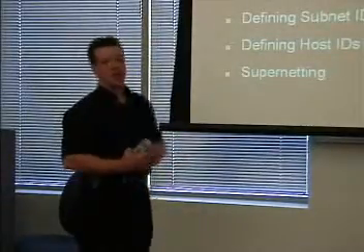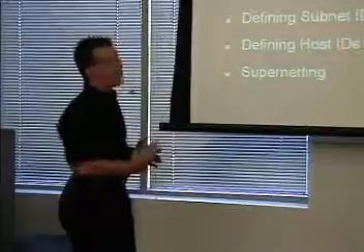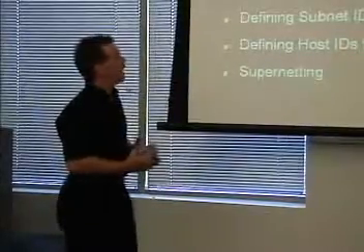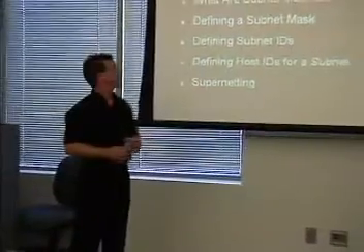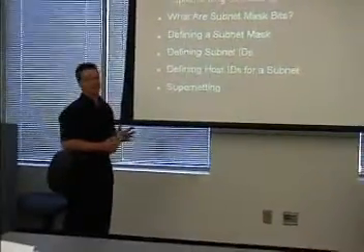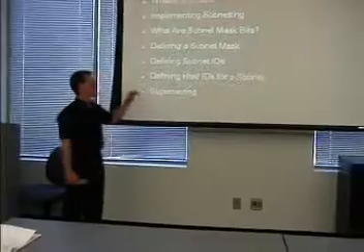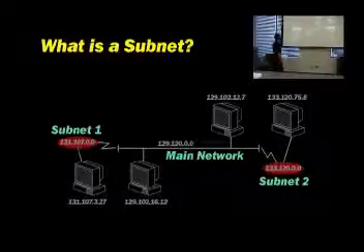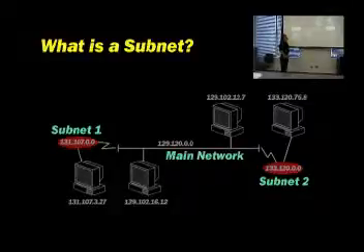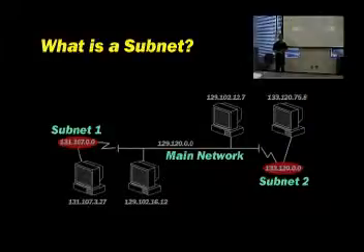The overview for chapter 4: we're going to define what a subnet is, how to implement subnetting, what subnet mask bits are, defining a subnet mask, defining subnet IDs, and defining host IDs for a subnet. The first topic, what is a subnet? As we see in the example slide, a subnet is a physical segment of our corporate infrastructure.